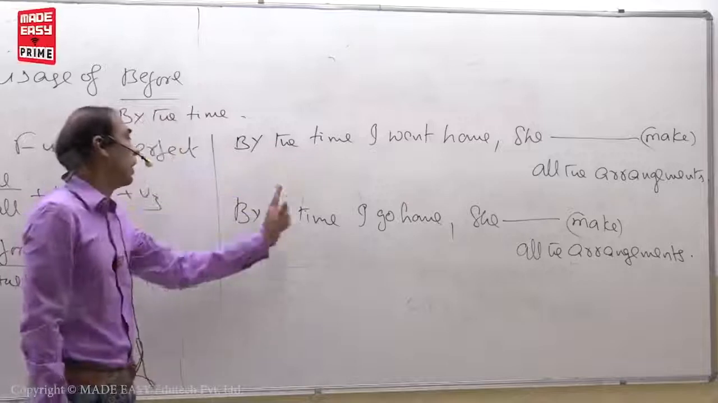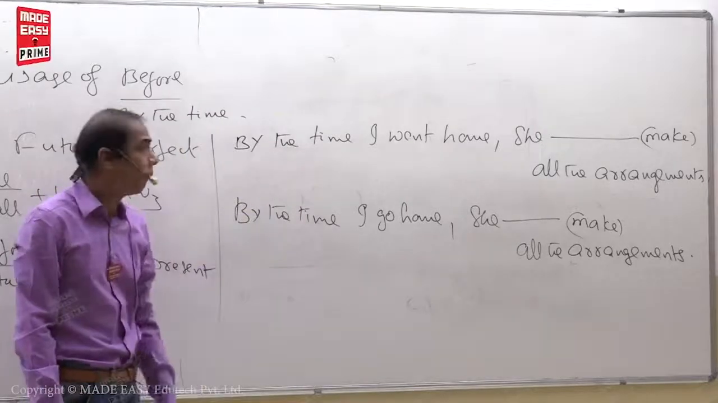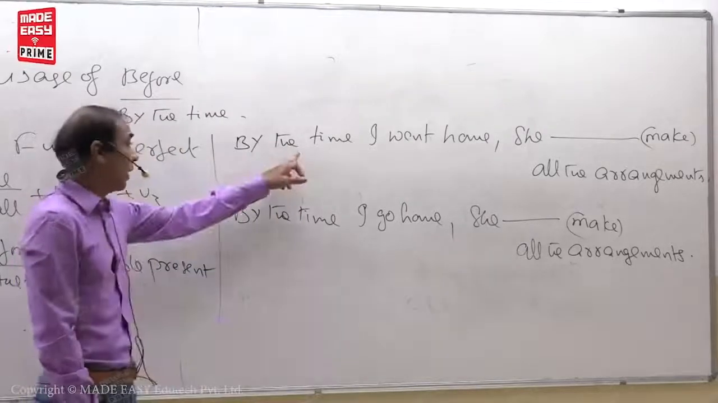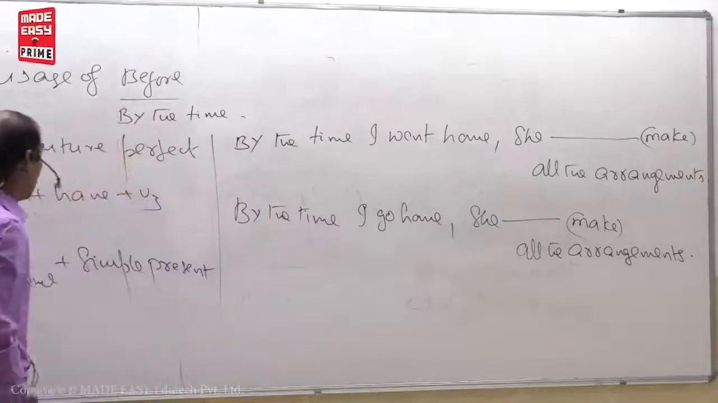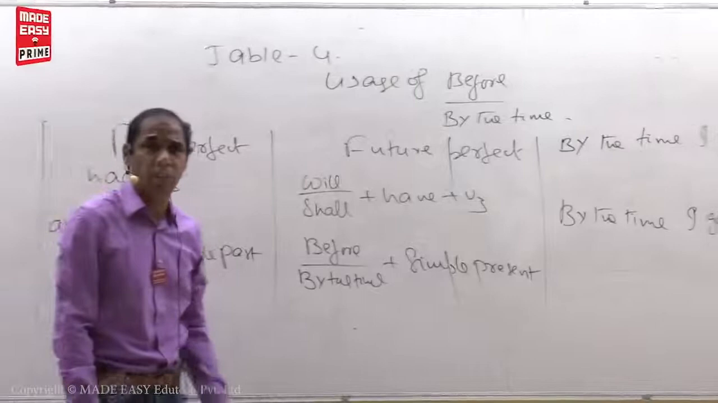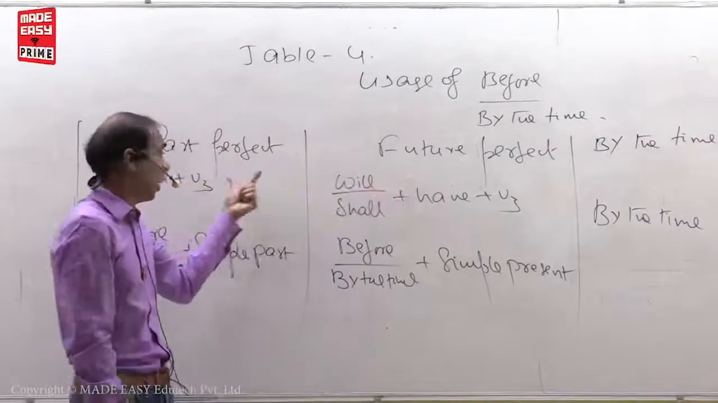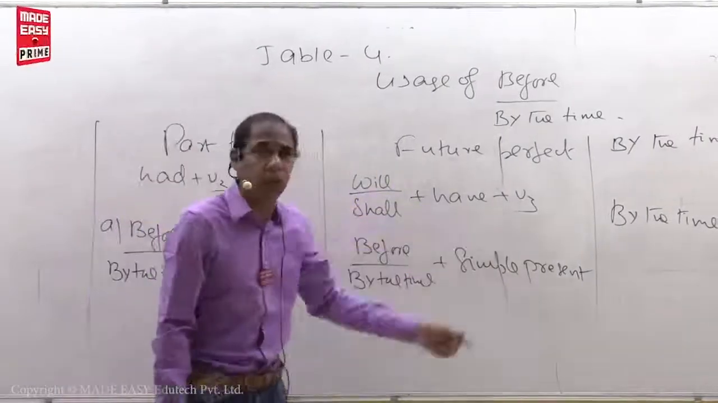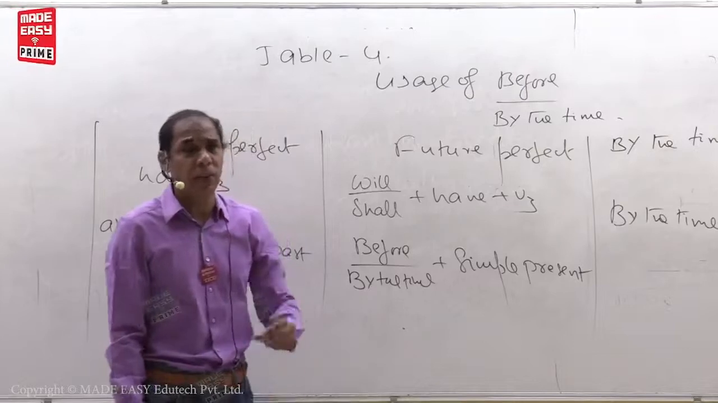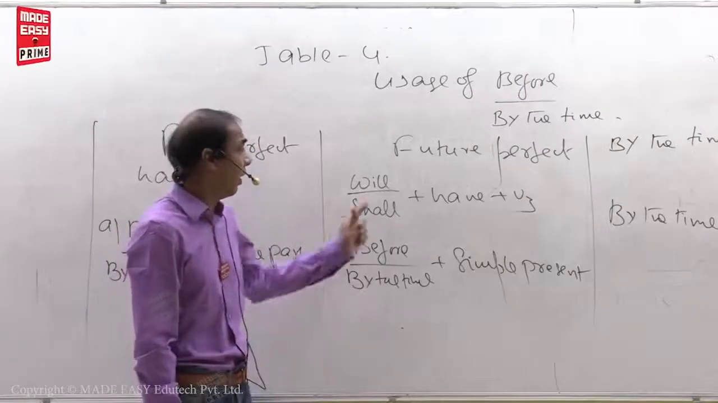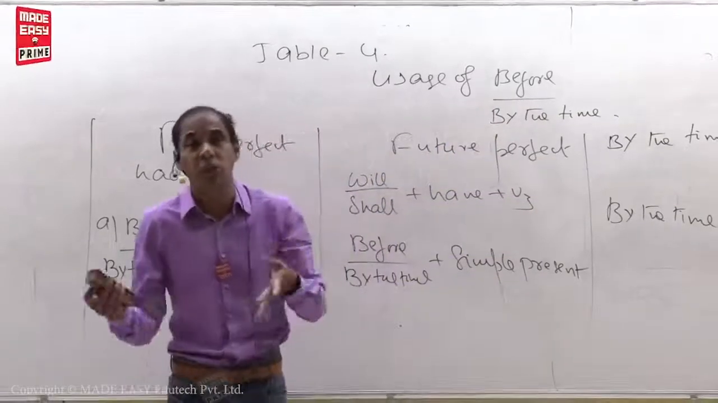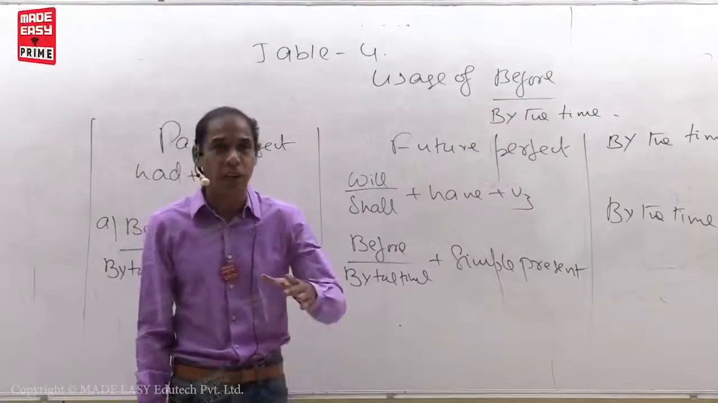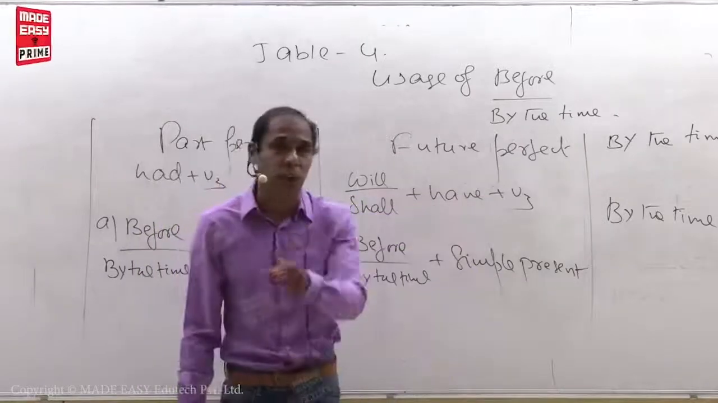If you find by the time or before in a sentence, right? Because by the time, before, these two words will come in past perfect as well as future perfect. So students are getting a lot of confusion when they are finding any one of these two words in a sentence. Is it past perfect or future perfect? So to avoid the confusion, this is the best table, will help you a lot.